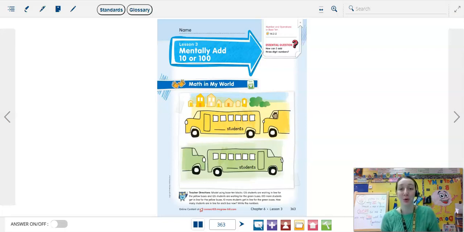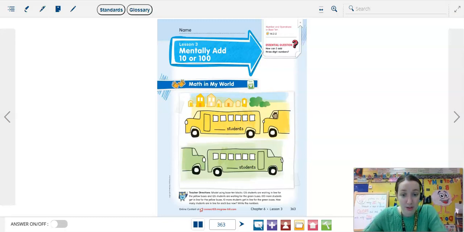Hi friends, today we're going to work on lesson 3 in our chapter, and this lesson is about mentally adding 10 or 100. We're going to expand what we worked on yesterday in our last lesson with adding the hundreds and using addition facts that we already know. We're going to expand that to also include our tens places. So open up to page 363 in your book to follow along.